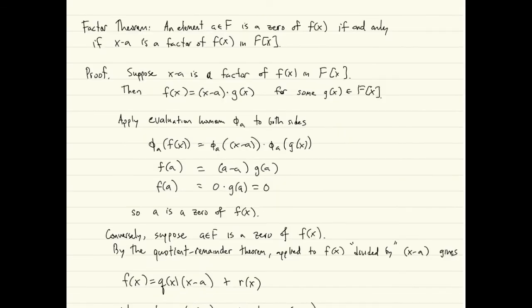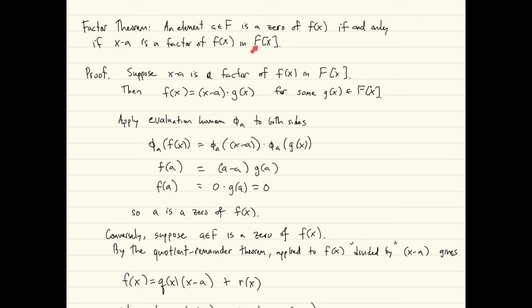And here's what I mean by using the quotient remainder theorem in a theoretical fashion. So we can use it to prove what's called the factor theorem. And this says that an element a in the field F is a 0 or a root of our polynomial f of x.